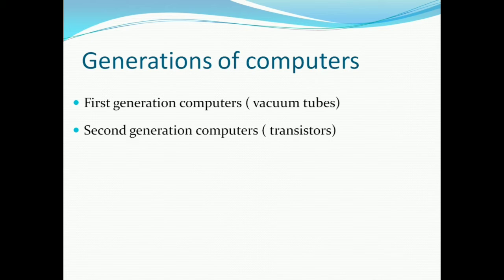The third generation computers used integrated circuits in place of transistors. It is also known as IC chip. They used keyboard for input of data and monitor for the output of data. They were much smaller, faster, cheaper and more efficient than the first generation and second generation computers.